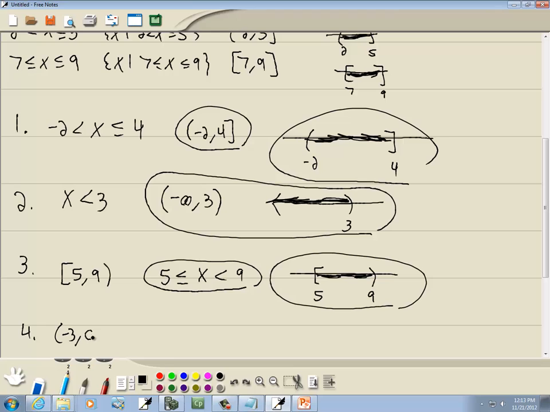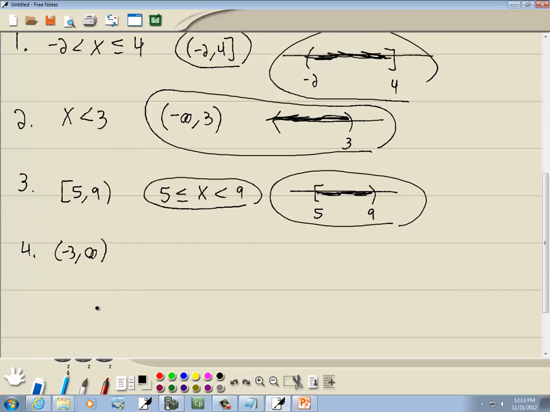Negative 3, positive infinity. Okay, it's going to positive infinity, so I know what it's going to look like. It's going to be x, and then something, negative 3. Now, since it's going to positive infinity, it's going to be a greater than. And since it's specifically a parentheses here, it'll actually be a greater than, not a greater than or equal to. Graph-wise, parentheses on negative 3, and it's going to positive infinity, so I shade to positive infinity. Like that.